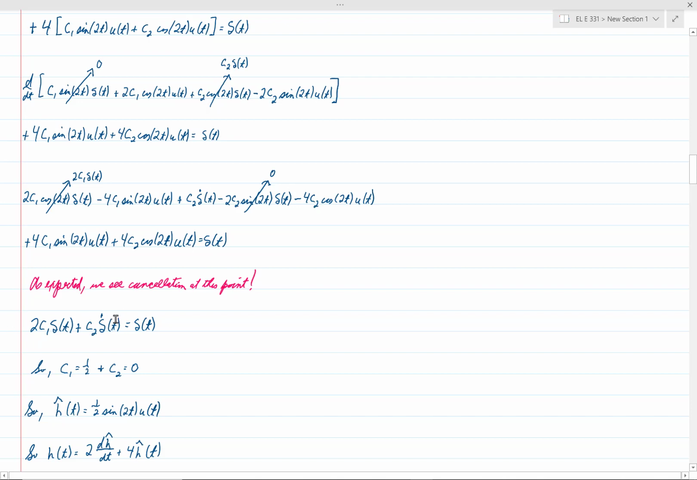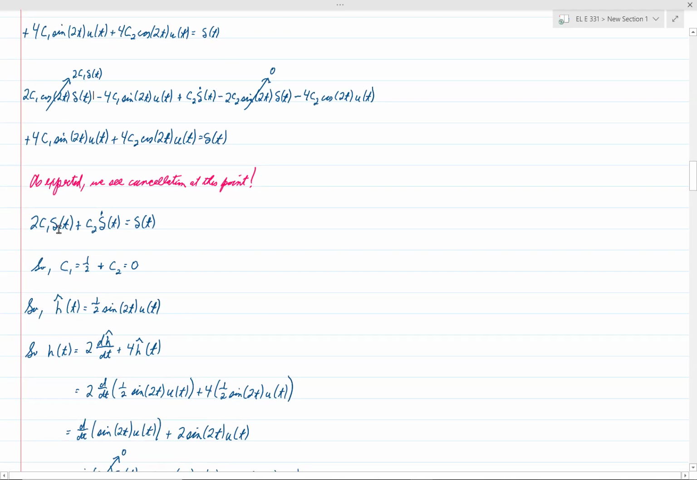So this is all that we have left on the left-hand side. And then on the right-hand side, we just have delta of t. So this turns out to be quite simple. 2c1 delta of t plus c2 delta dot of t is equal to delta of t. And remember, delta dot just represents d delta dt.